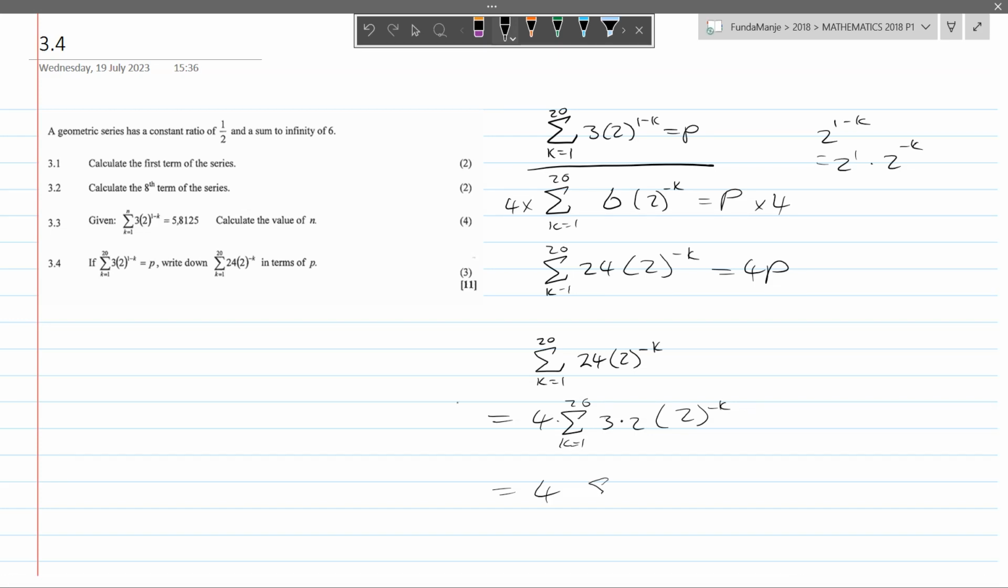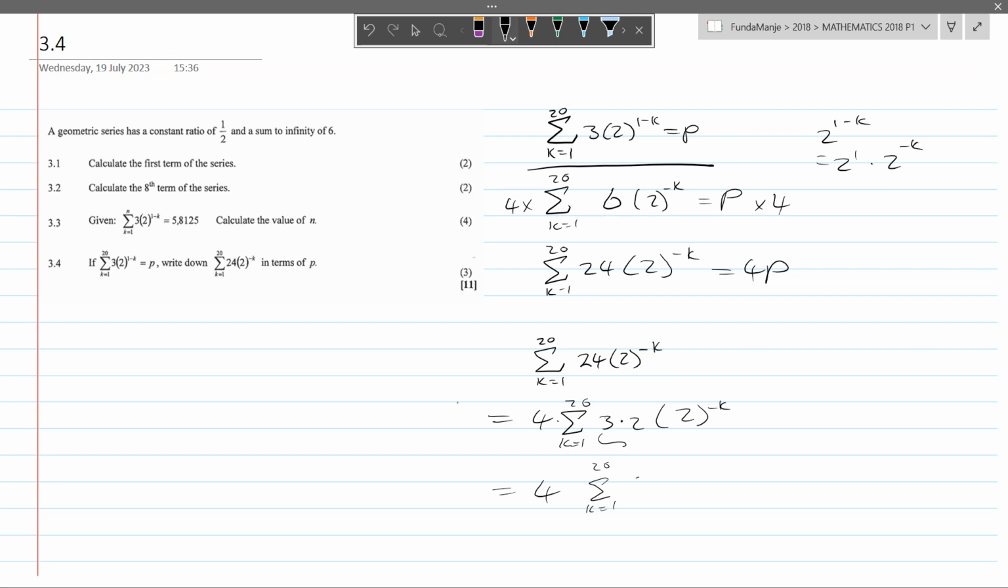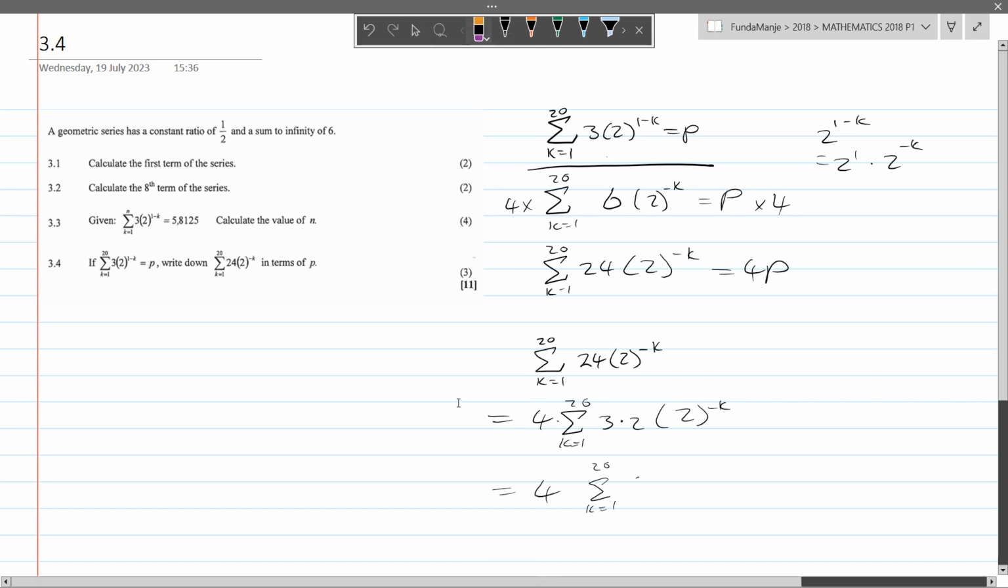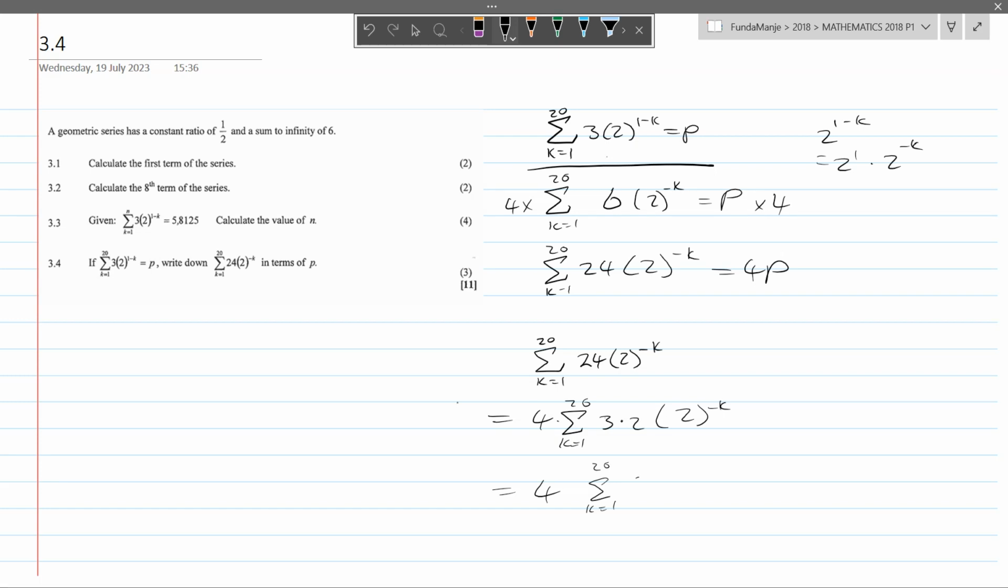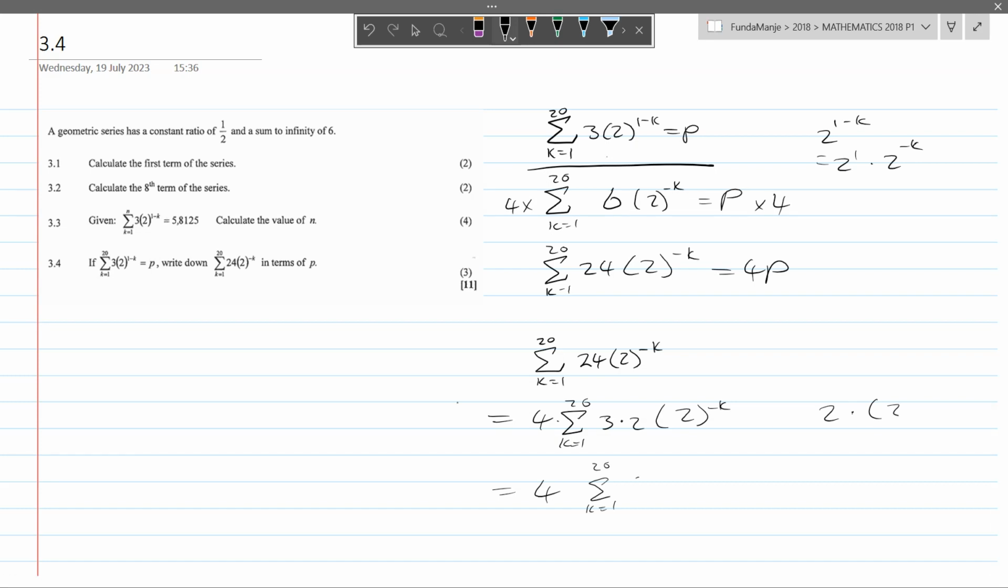This is 4, the sigma as it is, 3 times 2, that gives us 6, but we don't want to multiply this. We want to try and create this situation. So we've already created the 3, now we need the 2 to the power of 1 minus k. So what we do is we multiply this 2 and this 2 to the power of minus k. And I know I said earlier that you cannot multiply two numbers if one number has a power, but that's only under the condition that the bases are not the same. So if the bases are the same, in this case we add the powers.